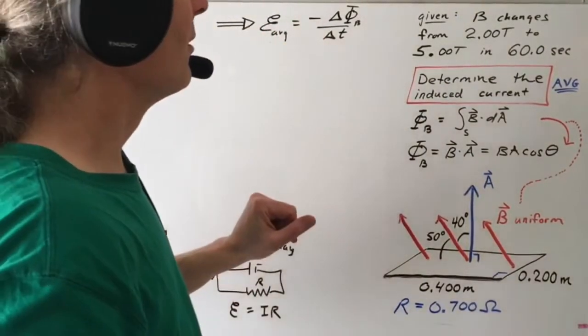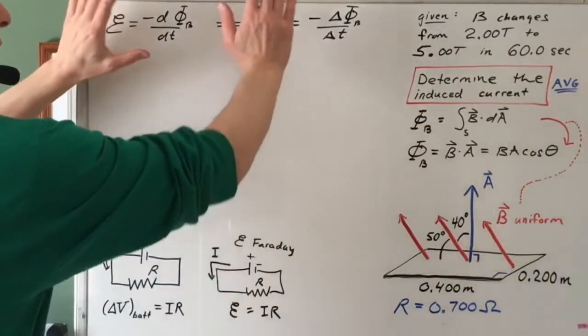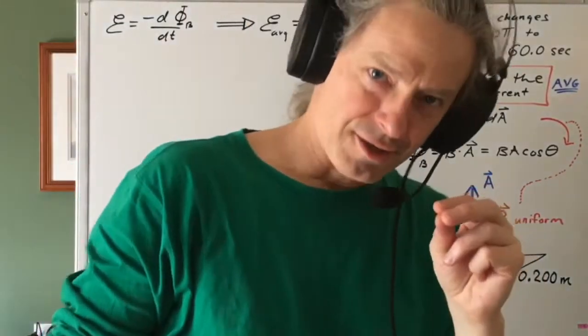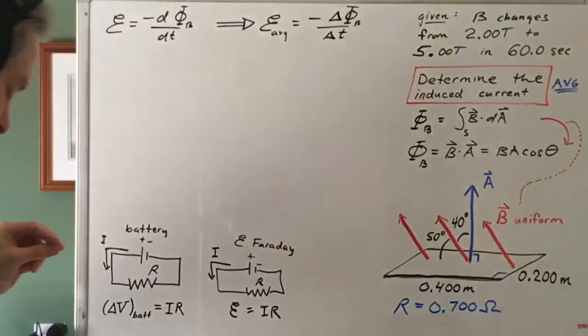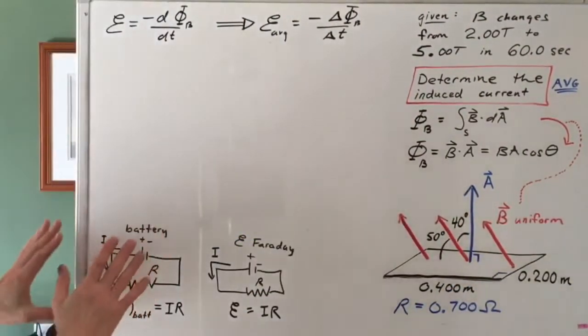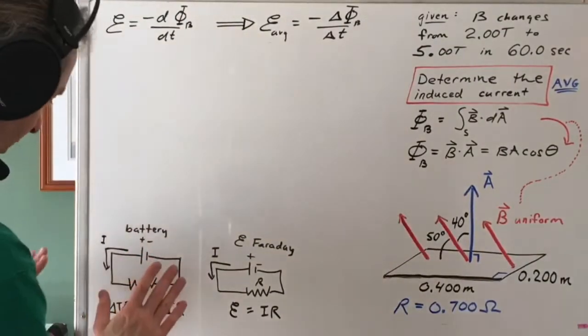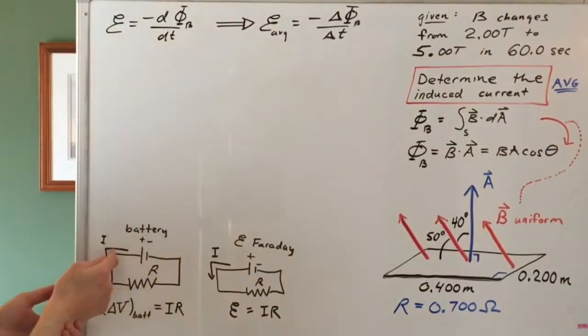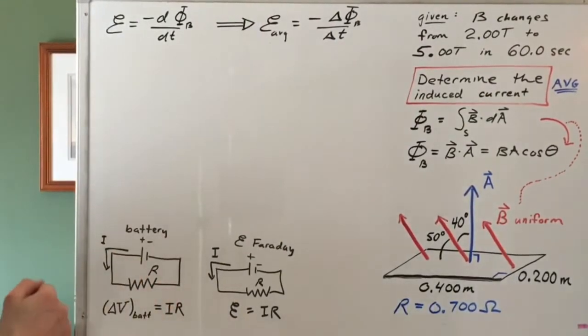Now, Faraday's law gives us the induced voltage. This problem asks us for the induced current. All right, so there's one more step we need to think about. So set this aside for a moment and think about just a regular basic garden variety circuit, a circuit consisting of a battery and a single resistor. There'll be an increase in potential across the battery and a drop in potential across the resistor.